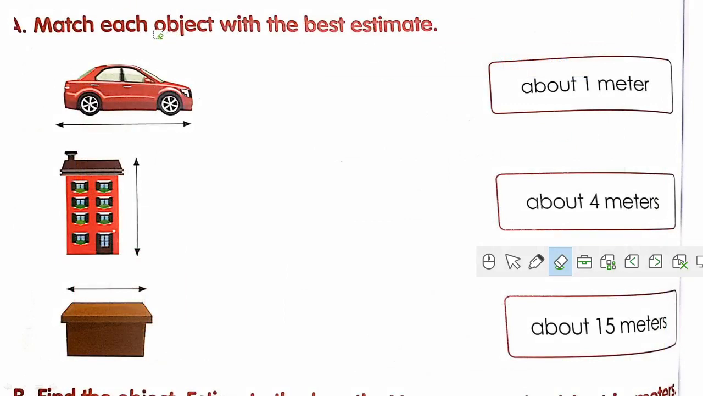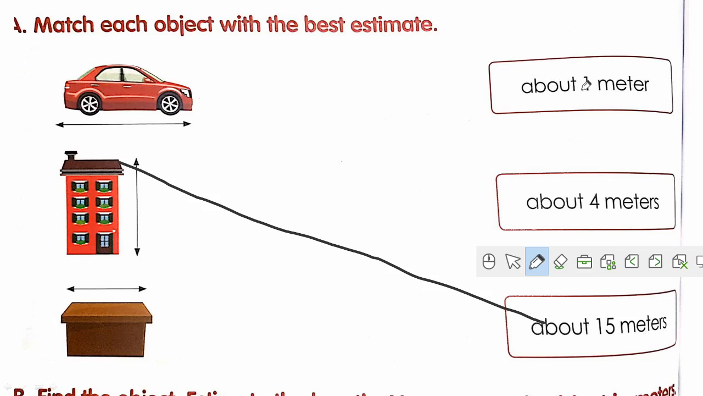Look here, match each object with the best estimate. We have about 1 meter, about 4 meters, about 15 meters. 15 meters is the length of the longest object. So where is the longest object? This one, or this one? This one. This is the height of this building. So the height of this building is about 15 meters.